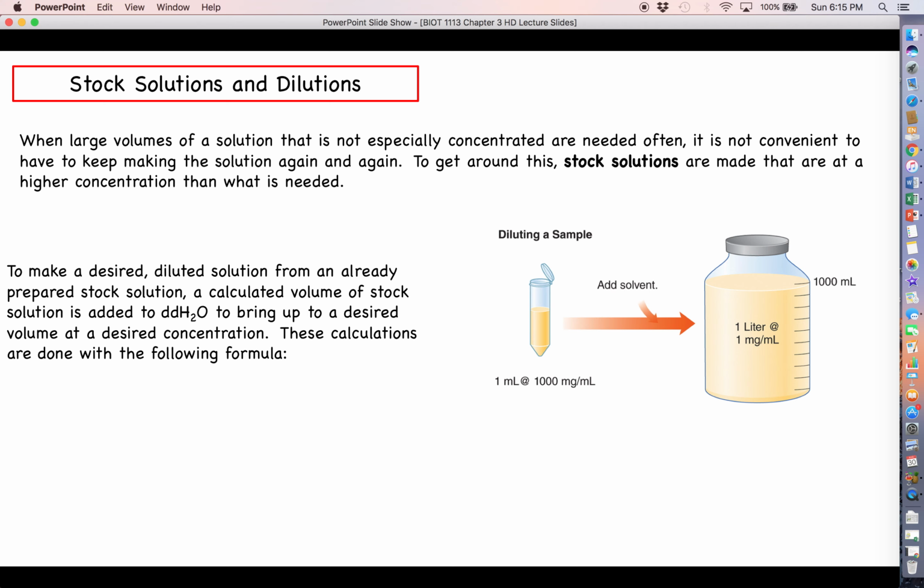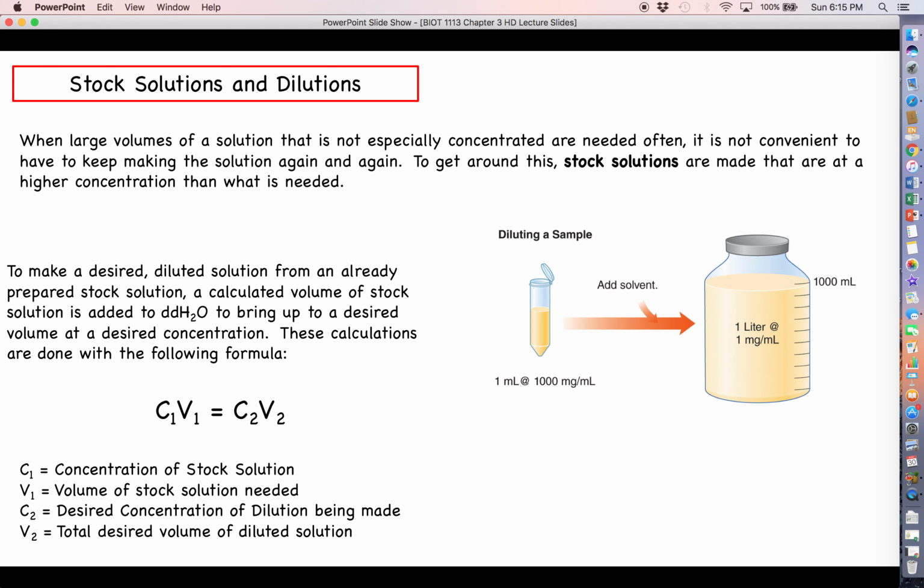So these sorts of calculations you can do with a fairly simple formula. C1V1 equals C2V2. Each one of these variables here represents a certain part of either the concentration or the volume of either the stock solution itself on the left side of the equation or the solution that you want to make on the right side. So C1 refers to the concentration of the stock solution, and this is going to be a higher concentration than C2, which is the desired concentration of the dilution you are making.